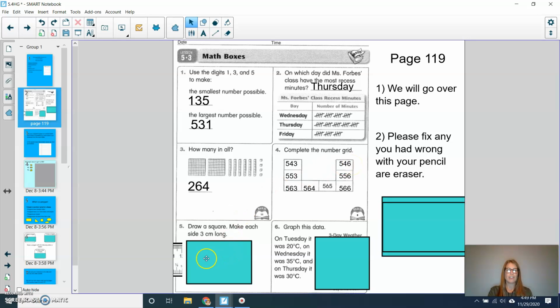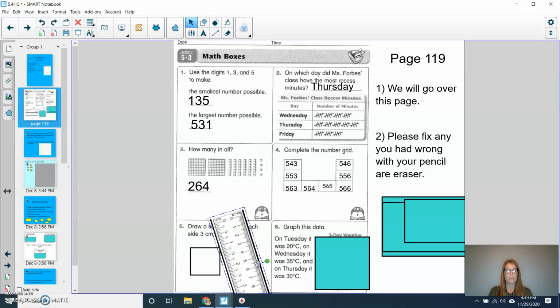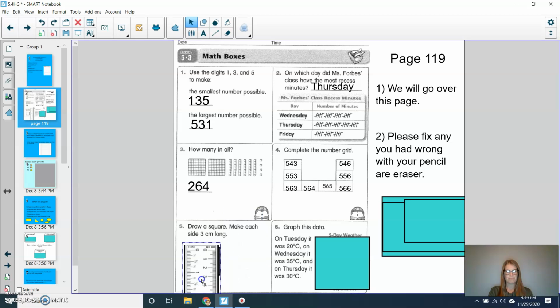For question 5, draw a square and make each side 3 centimeters long. So if you want to use your ruler or your template, make sure you're on the centimeter side. I'm going to line up my 0, and then I can see that my line is 3 centimeters long. I'll just check one more side just to make sure it's a square. I can line up my 0, and I can see, yes, that I have my 3 centimeters. So if you want to double check yours to make sure your square is 3 centimeters long.